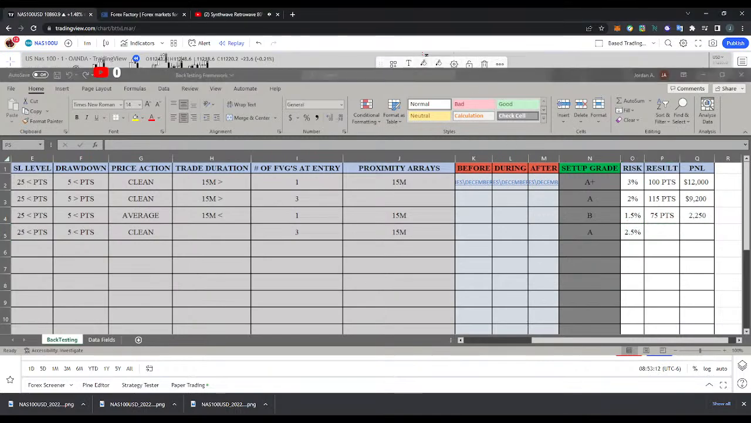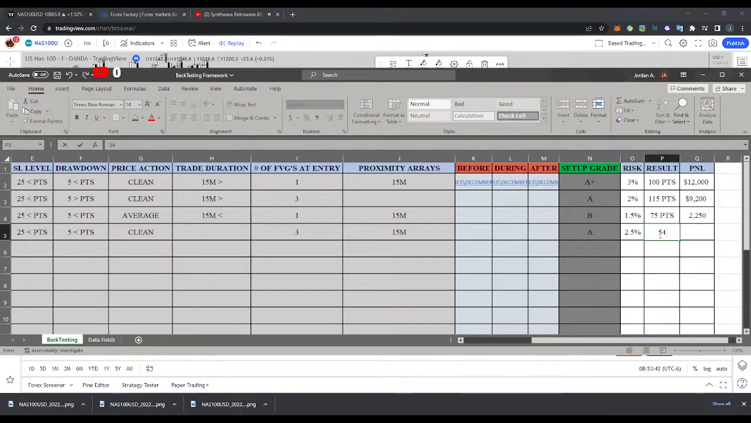And then we're targeting 50 points. So 2% risk is 2,000 divided by 20 point stop loss. Let's just take 100 lot position size. 100 times 54-ish. Let's be accurate, say 54. So 100 times 54 is 5,400. Not a bad day at all.